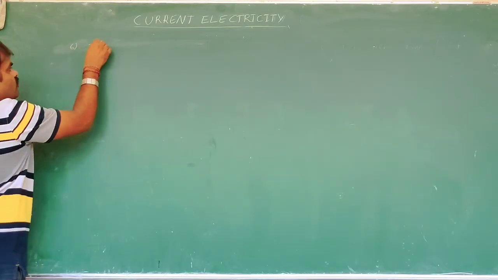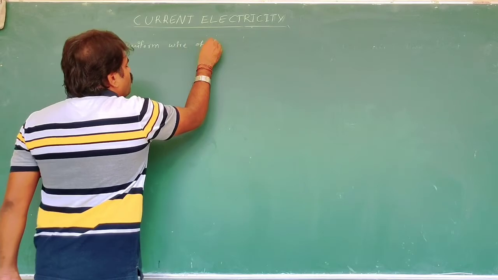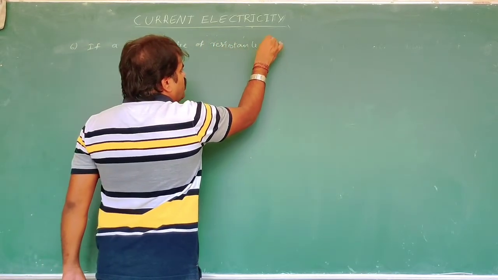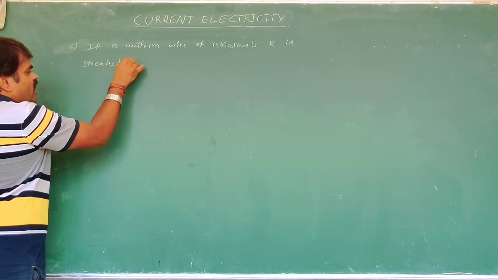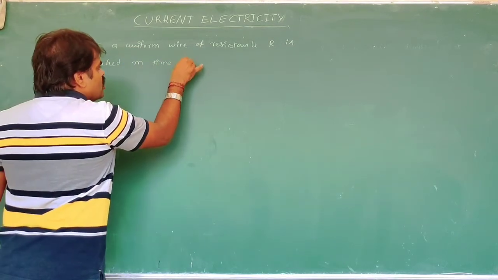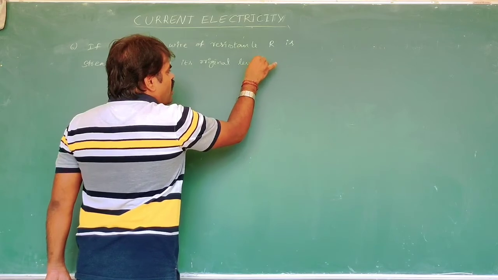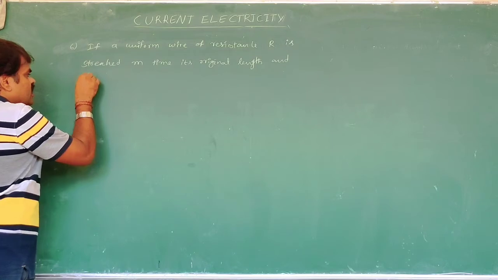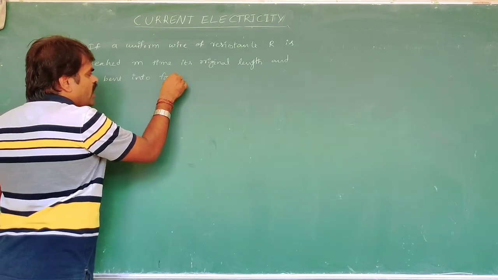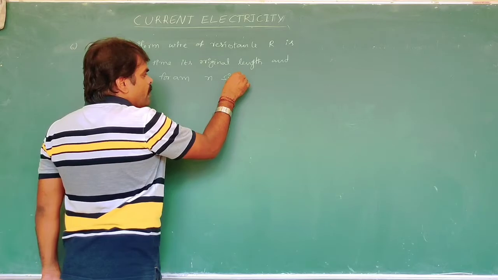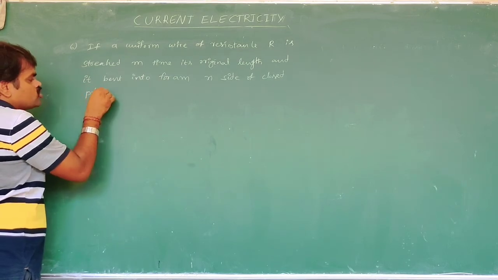Sixth application: if a uniform wire of resistance R is stretched m times its original length and it is bent to form a closed polygon of n sides.